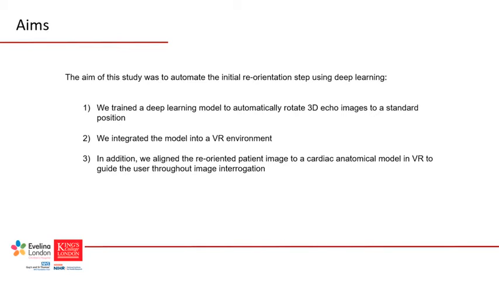We first trained a deep learning model to automatically rotate echo images to the standard apical 4-chamber view. We then integrated the model into a VR platform so that image position can be automatically corrected. Finally, we aligned the patient image to an anatomical cardiac model that will move in unison with the image as an additional guide for the user.